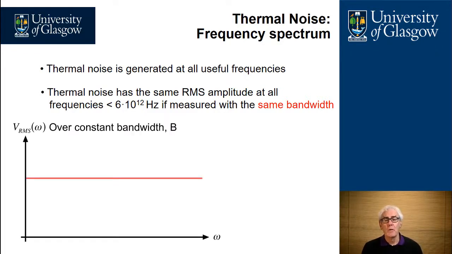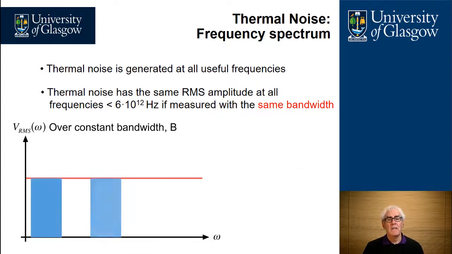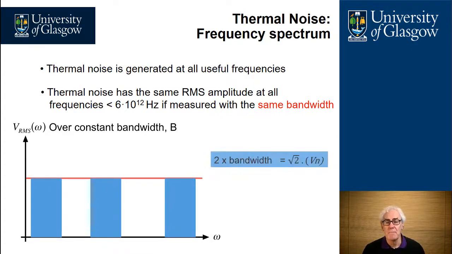And this is what it would look like if you plotted the root mean square of noise over a constant bandwidth from 0 up to about 6 terahertz. For any given bandwidth, you always get the same noise voltage, irrespective of frequency. If you increase the bandwidth, and in this example we've doubled the bandwidth to 2 times, you will get an increase of the noise of root 2 times the noise that you had for the initial measurement.